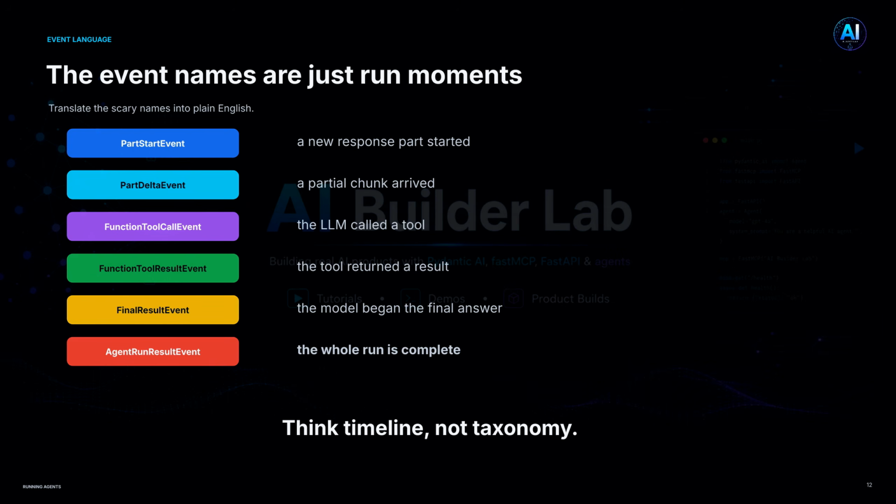The event names can look intimidating, but they are just moments in a timeline. Part start event means a new part of the model response has started. Part delta event means a partial chunk has arrived. Function tool call event means the model is asking to use a tool. Function tool result event means your Python tool returned a result. Final result event means the model has started producing what it thinks is the final answer. An agent run result event means the whole run is finished. Do not treat this as a taxonomy to memorize. Treat it as a timeline you can observe.